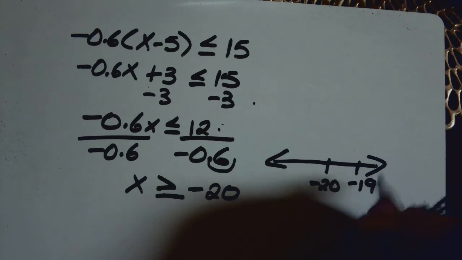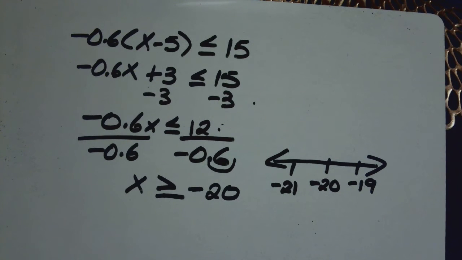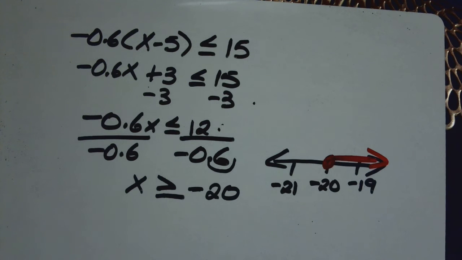Negative 19, and negative 21. So it includes negative 20, and you can see it includes the numbers going up the number line. So closed circle and then going this way.